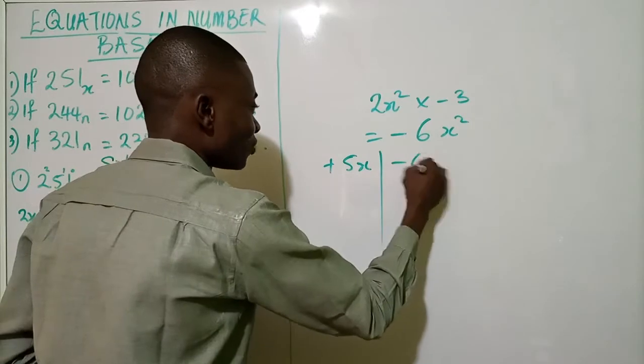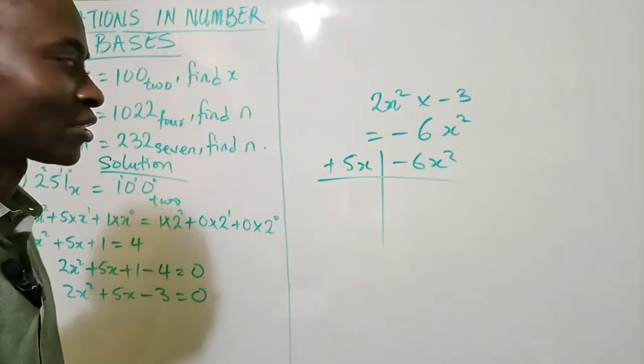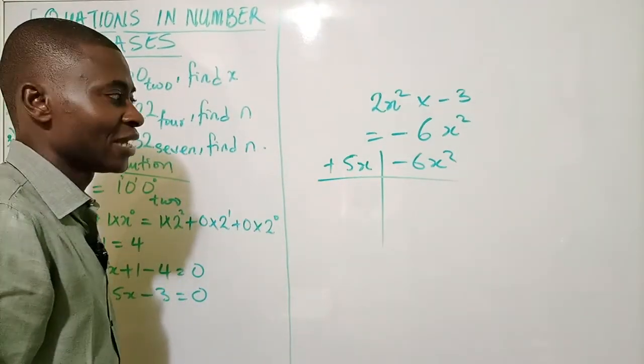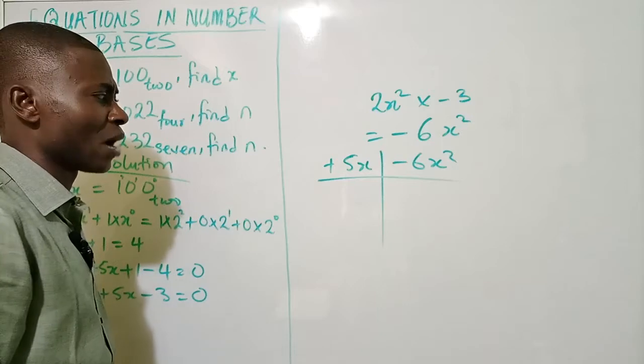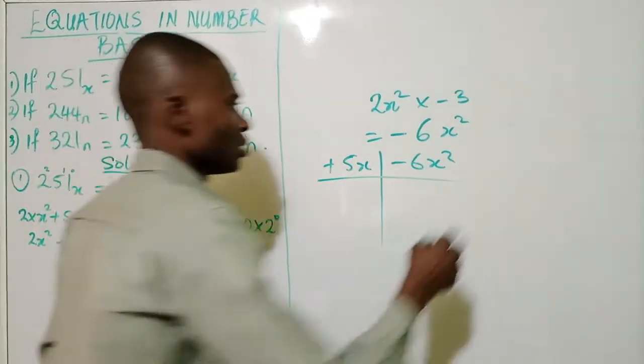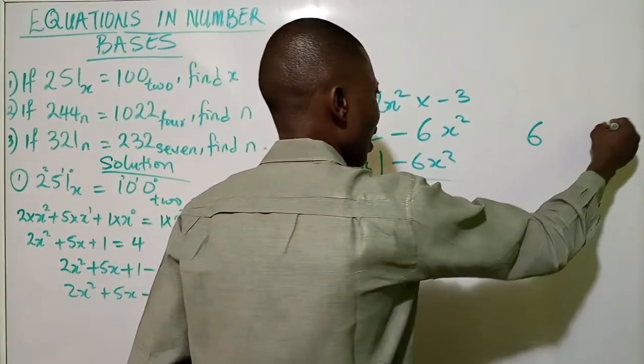And then we have minus 6x squared. So look for two numbers such that when you multiply them, it will give us that. Are you following? Now, the two numbers that can easily come to my mind should be, let's say, 6 and 1.